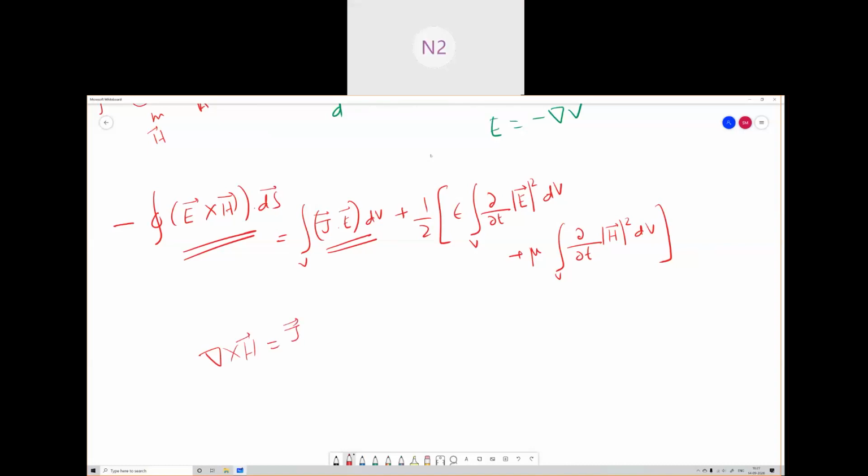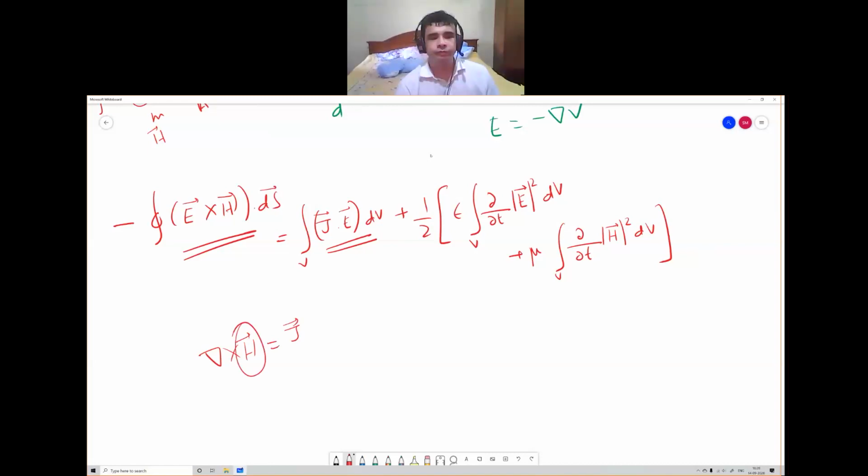So what is the dimension of H? We discussed this just now. Ampere per meter. So what is the dimension of curl of H? What is curl? It is a derivative with respect to what? Surface.